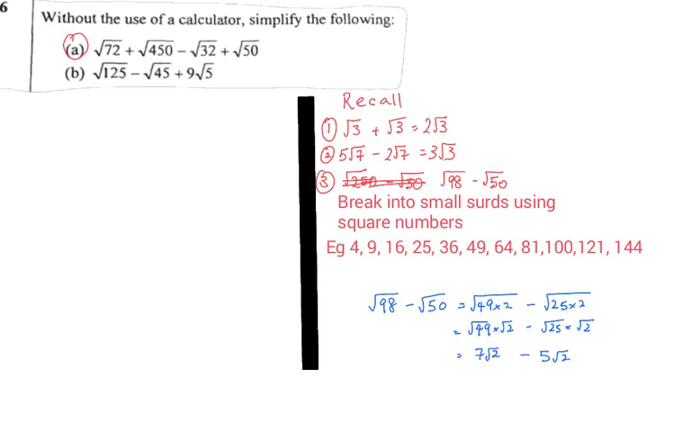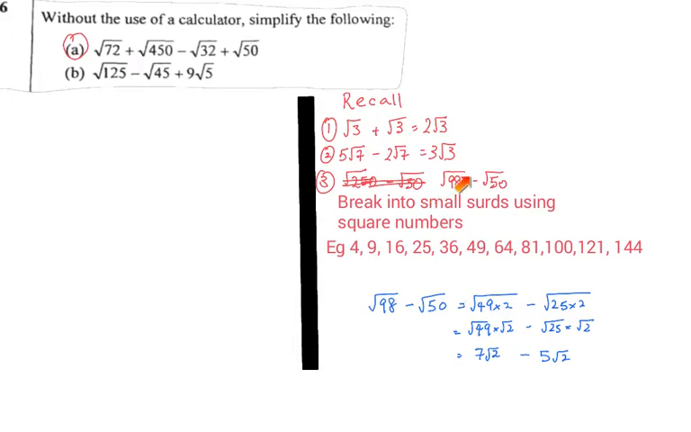Okay, for question 6, we want to solve this without using the calculator. Now we want to recap some of the things again. So number 1, we say that root 3 plus root 3 is like apple plus apple, and we say that we have 2 apples. So what if I have 5 root 7 minus 2 root 7? Oh, we say that it's like 5 apples minus 2 apples, and I have 3 apples. Now what if I have root 98 minus root 50? Now we all know that the base is not the same.